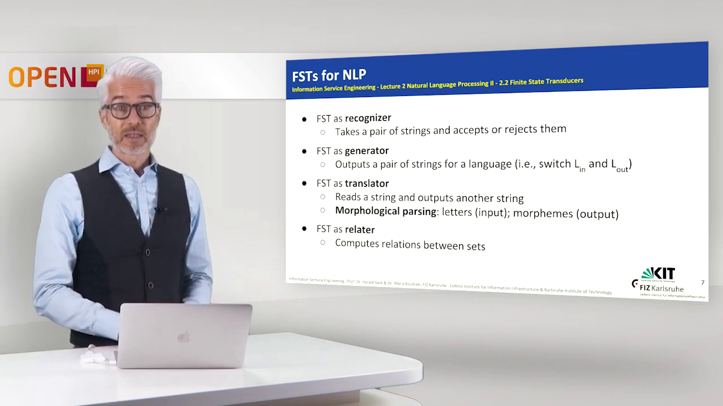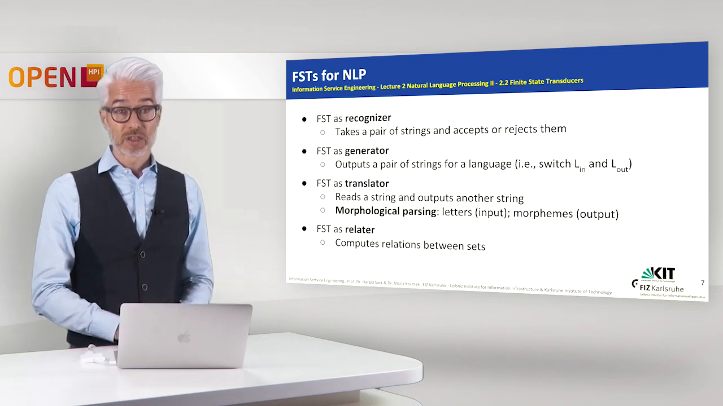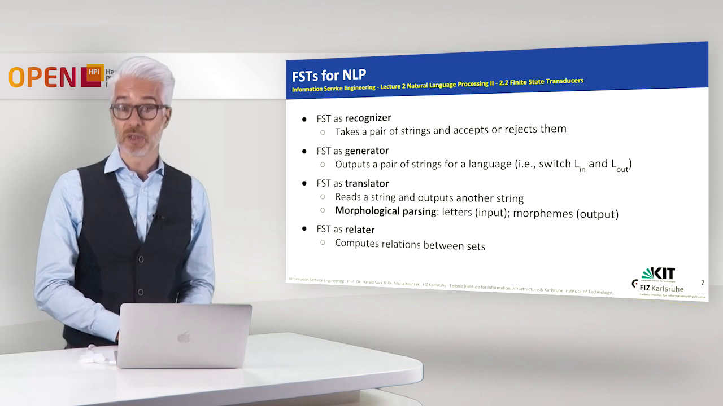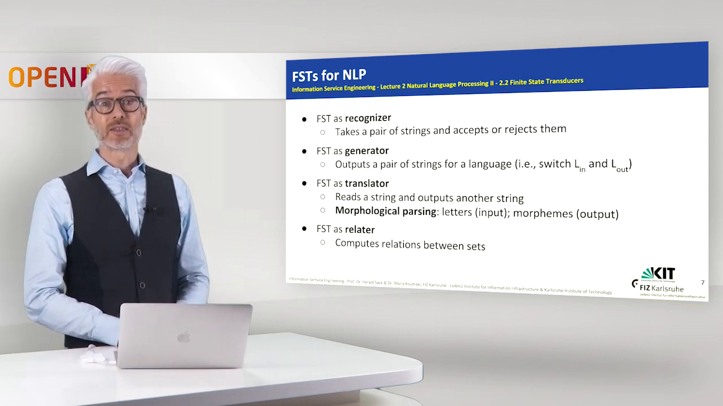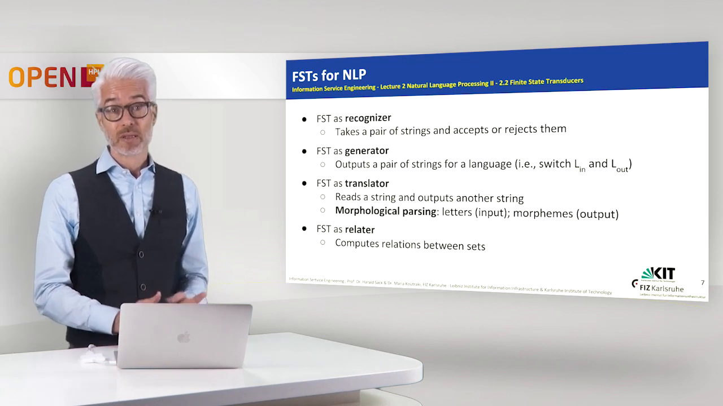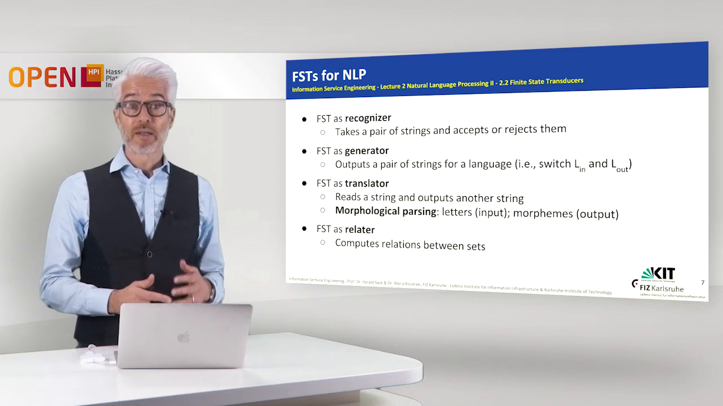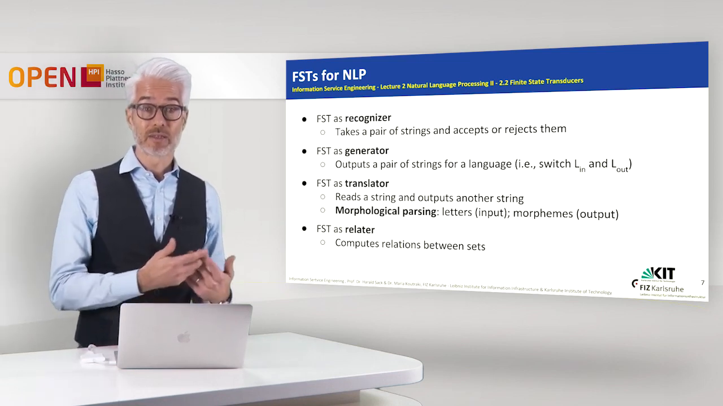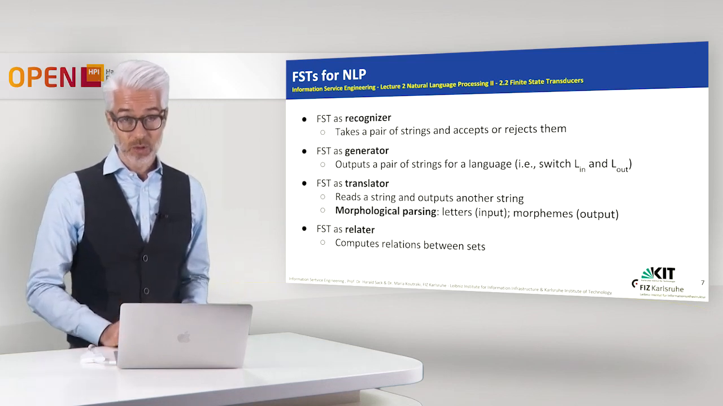You can use these finite state transducers in NLP for several applications. For example, you can use it as a recognizer, so it can recognize a pair of strings and can accept or reject them. Also, it can be used as a generator, so it can output a pair of strings for a language. Or, then it becomes more interesting, it can work as a translator, so it reads a string and outputs another string. And this, for example, is exactly what we want to do.